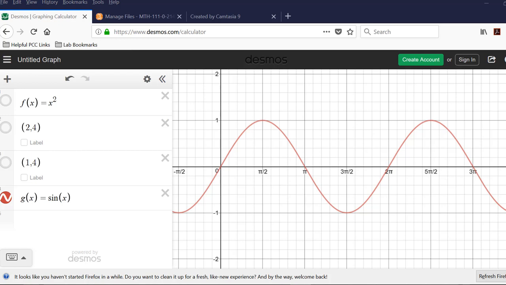Horizontal stretches and compressions. I have a function here from trigonometry, this sine function, and I've chosen to use this one because I think it's easier to see stretches and compressions using this particular function, since it kind of looks like a spring. So here's a sine function. You'll notice the x-axis has multiples of pi because it's kind of inherent to this particular function.